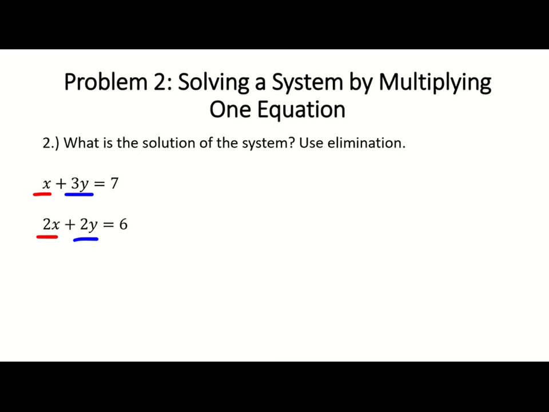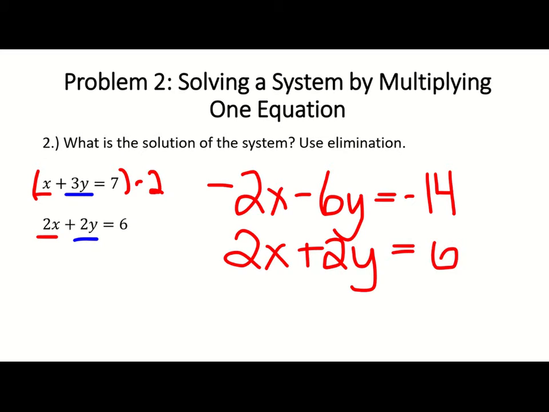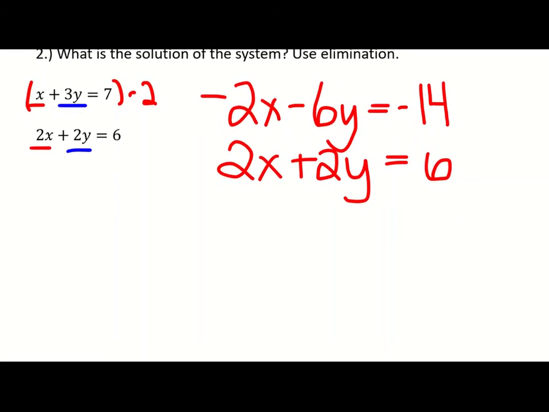From x to 2x, I could get those to cancel if the top x was actually negative 2x. So I'm going to need to multiply the top equation, everything, by negative 2. So this will be negative 2x minus 6y equals negative 14. The bottom equation is still the same. 2x plus 2y equals 6. And what I see now is that I have x's that are going to cancel each other out.